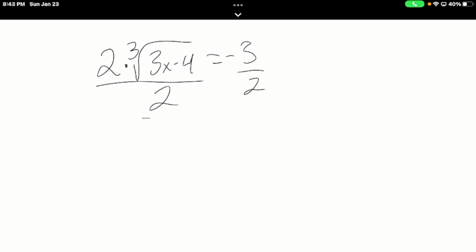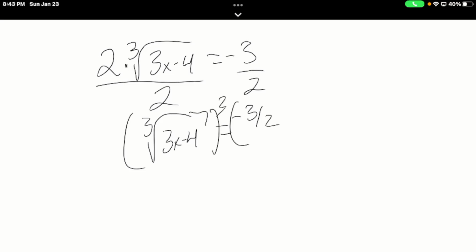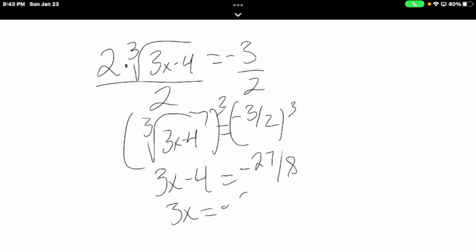Okay? This gives me the cube root of 3x minus 4 equals negative 3 halves. I'm going to cube both sides now since the radical is isolated. I get 3x minus 4 equals, if I'm cubing a fraction, I cube the top and the bottom. Negative 3 cubed is negative 27. 2 cubed is 8. I'm going to add 4. So 3x equals negative 27 over 8 plus 4. Dividing by 3 on both sides.